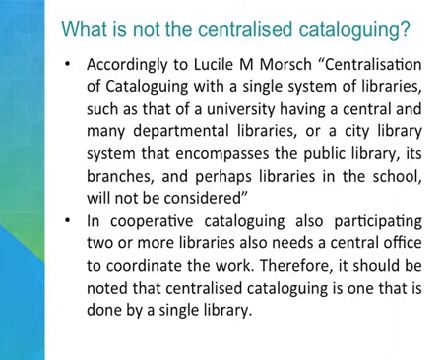So, it means a university library which has departmental libraries, but when they are doing the cataloging at a central place, or a city library which has different branches and they are doing the processing at a central place, that is not considered a centralized cataloging as per Lucille and Morse. That is their opinion, that in centralized cataloging more than one library should be part of this process. Only then can we say that it is centralized cataloging.